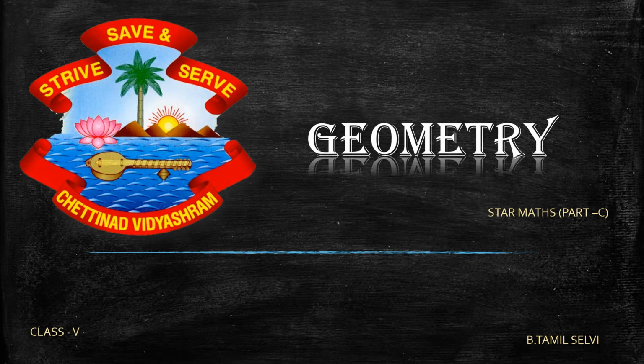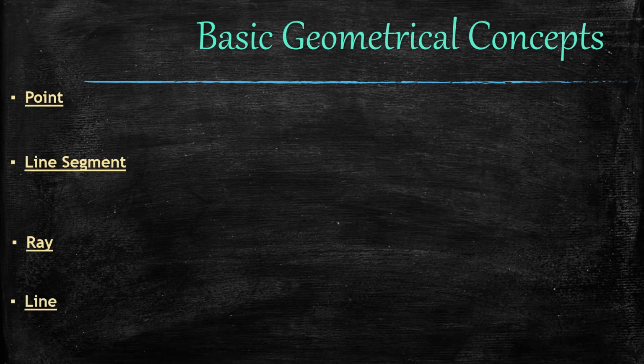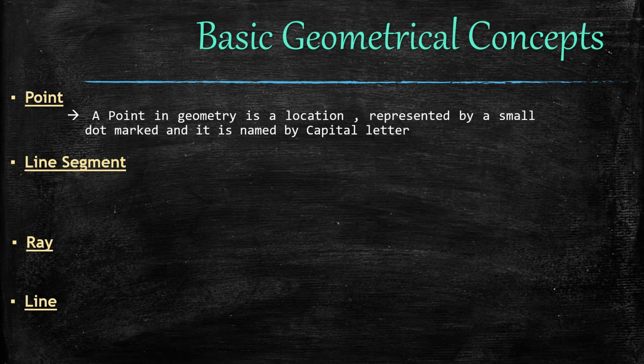Now we are going to see the next chapter, Geometry, from Star Max Part C textbook. Basic geometrical concepts: point, line segment, ray, line. What is a point? A point in geometry is a location represented by a small dot and it is named by a capital letter. Here, the point P.